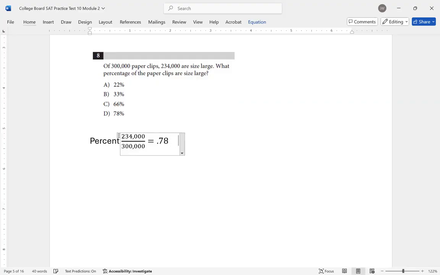Now, 0.78 is not 0.78%. We move that decimal place over 2 spots, or you could think of it as multiplying by 100, because that's like 78 out of 100. 0.78 is 78 out of 100, which is 78%. So 78% is the correct answer. And that means the answer to question 8 is D.